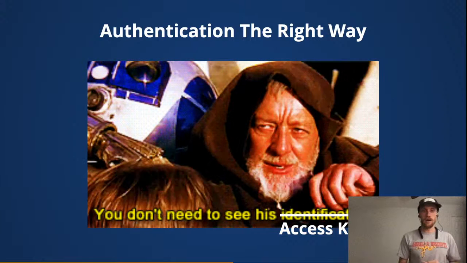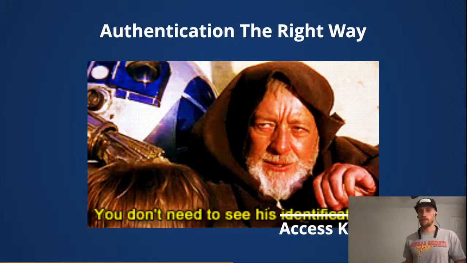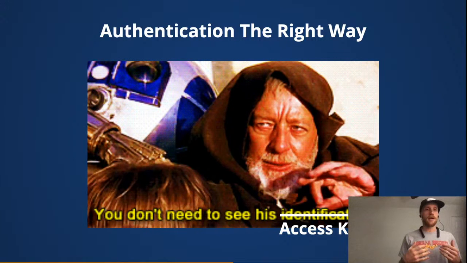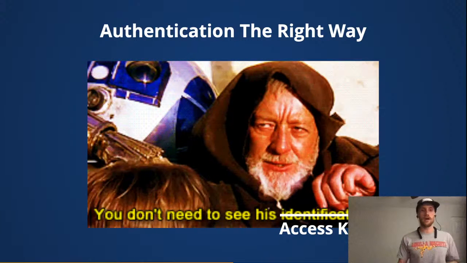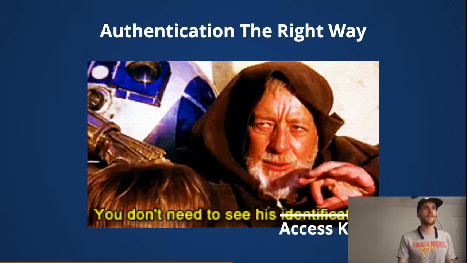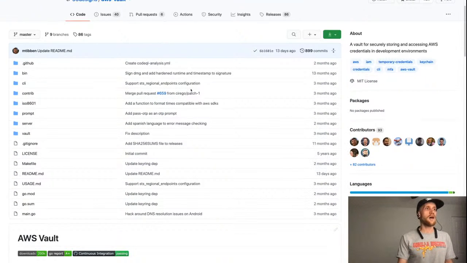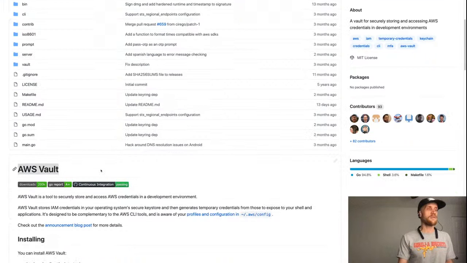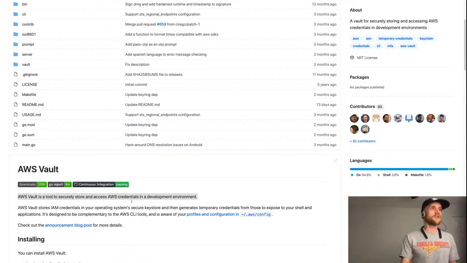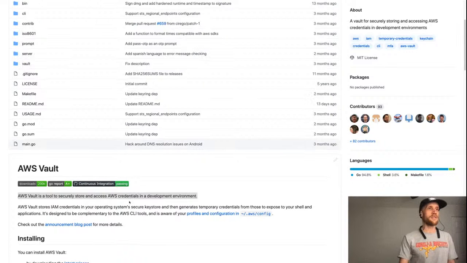And really, they should be storing those encrypted on your machine, right? What I want to talk about is a tool called AWS Vault. If we go and look on GitHub, we have this awesome tool, AWS Vault, that, in my opinion, is the way to do authentication the right way from your terminal with AWS. AWS Vault is a tool to securely store and access AWS credentials in a development environment. It's sweet. There's a bunch of workflow improvements that this has.